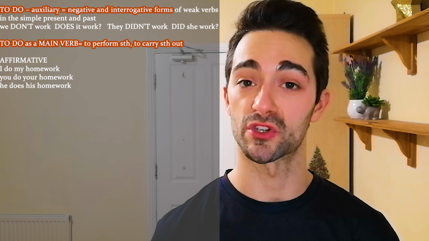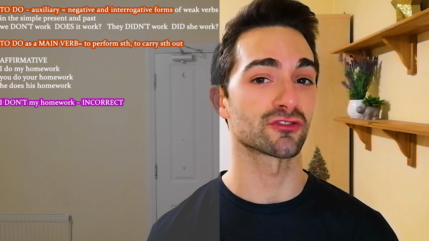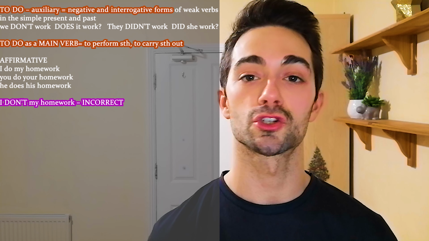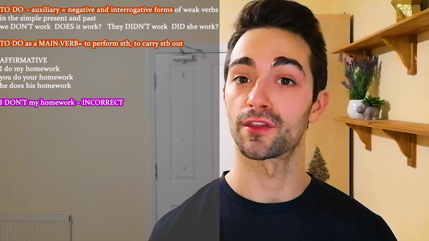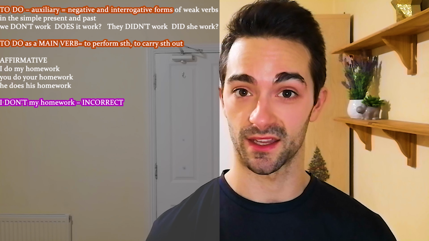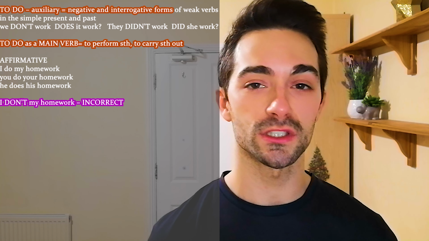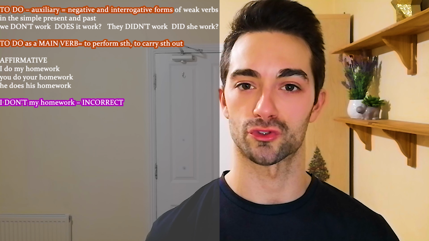So in the affirmative, we say, I do my homework. But what happens in the negative? A lot of learners would say, I don't my homework. And this would be unfortunately incorrect because saying I don't my homework means that to do is a strong verb that doesn't need any help. But we've said that to do as a main verb is indeed a weak verb, so it does need some help. And in order to understand how we create its negative, we're going to look at another construction.